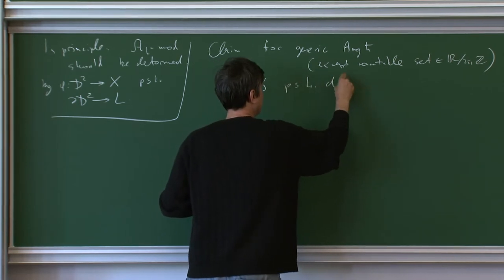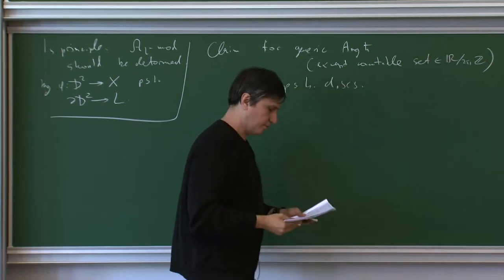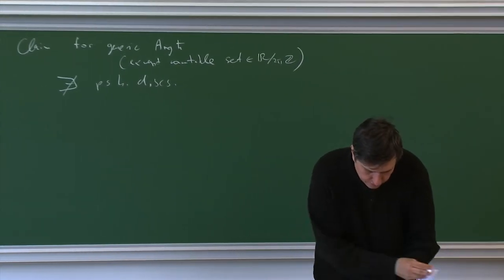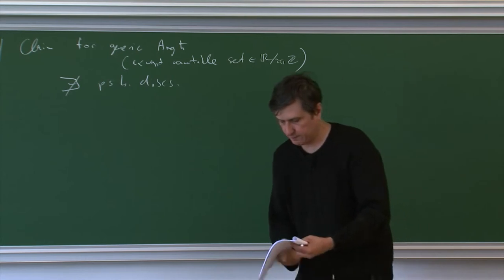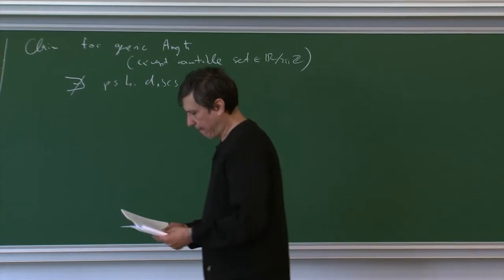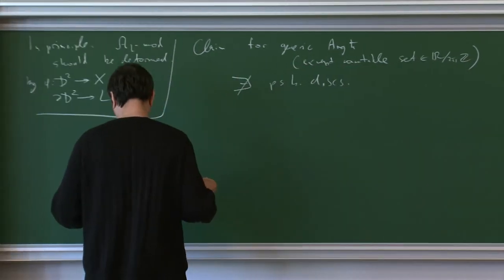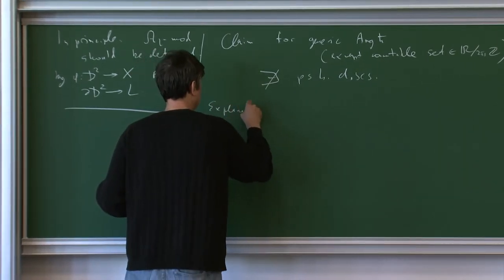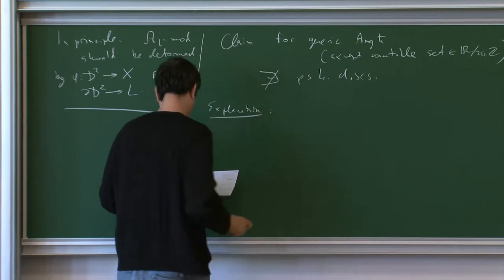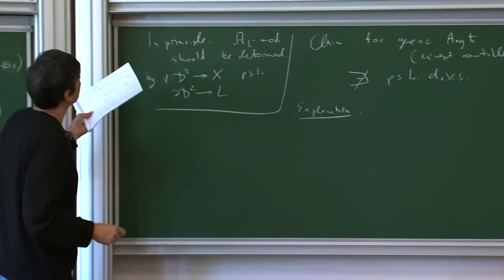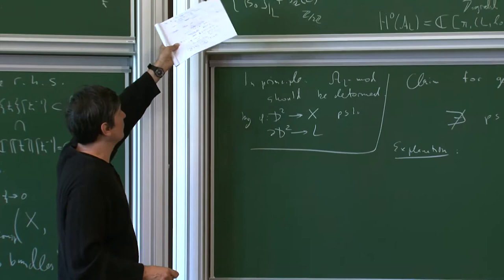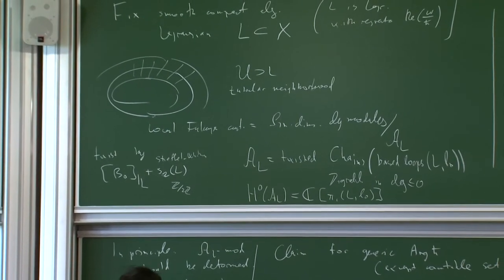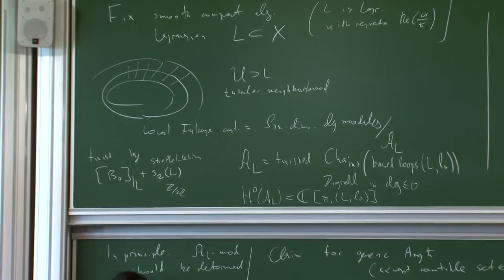Pseudo-holomorphic disks for appropriate almost complex structures. So, what is the explanation? We can introduce almost complex structures on X compatible with the symplectic form of a special type coming from almost quaternionic structure.